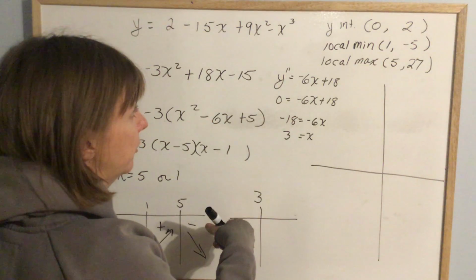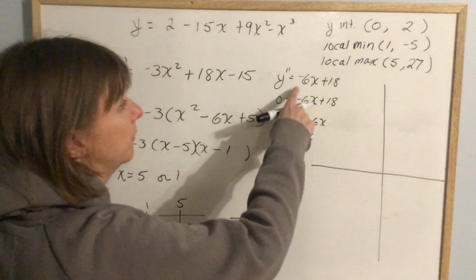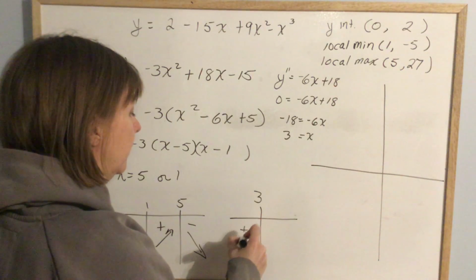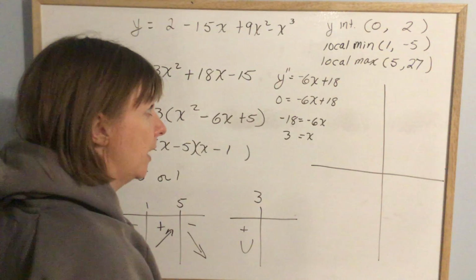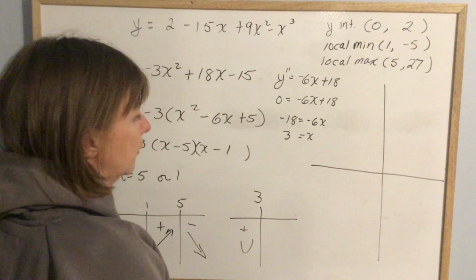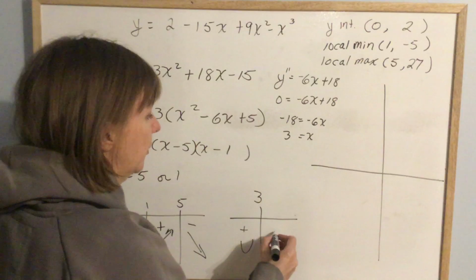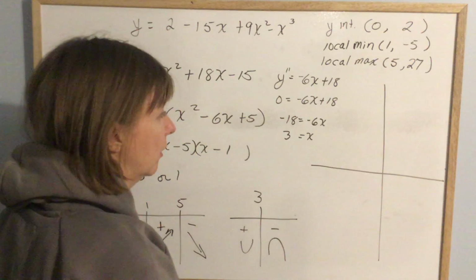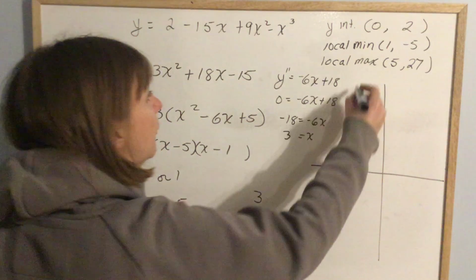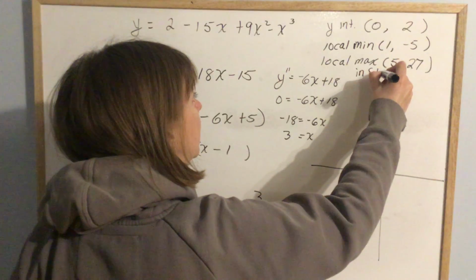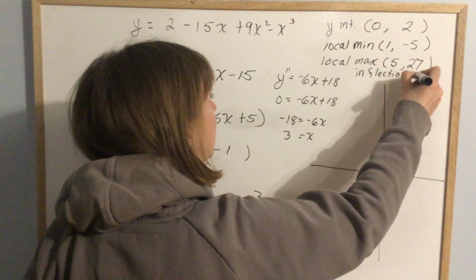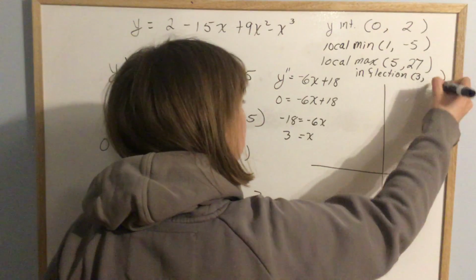Before 3, say 0, this would be positive, so it's concave up. After 3, say 10, that would be negative 60 plus 18, that would be negative, so concave down. So I have an inflection point when my x is 3.